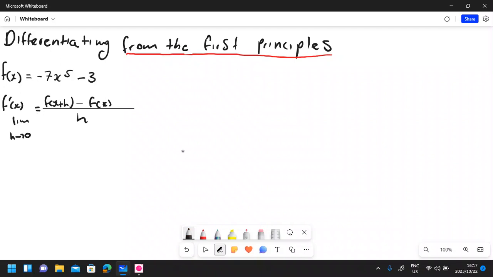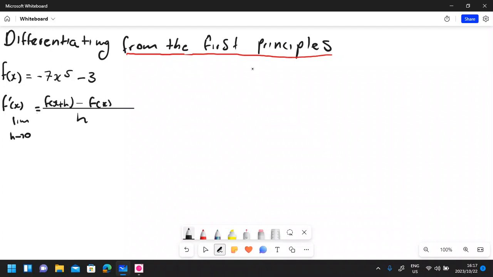First of all, don't forget that you're given f of x. The equation that we have here is f of x, so we don't have to worry about f of x because it's given to us. Now the thing that we need to find is f of x plus h. With what we have, we are able to find f of x plus h.